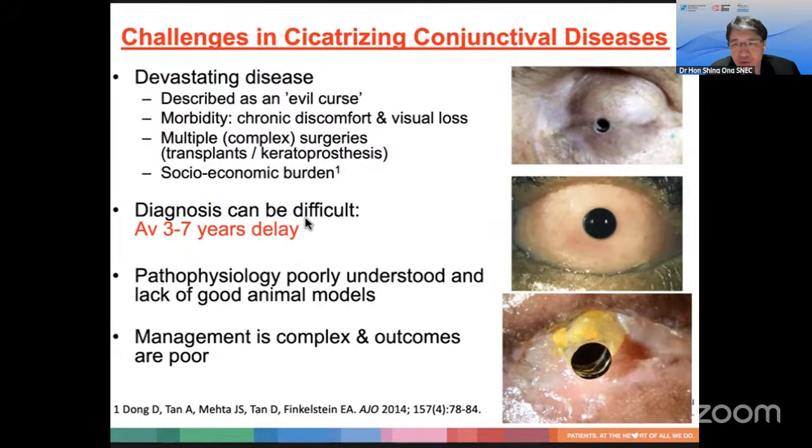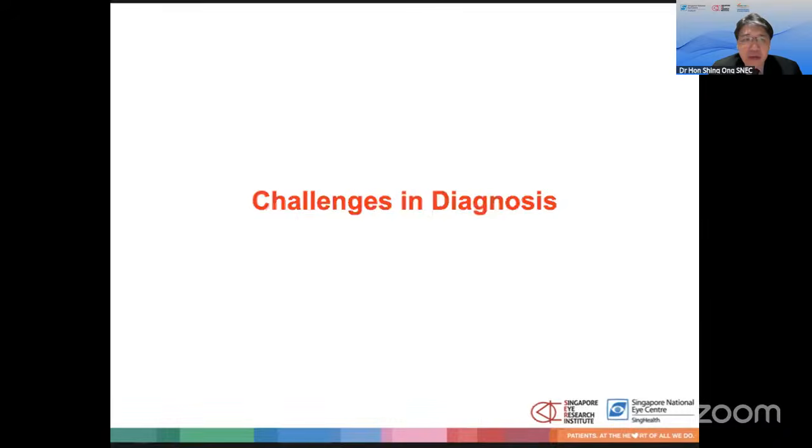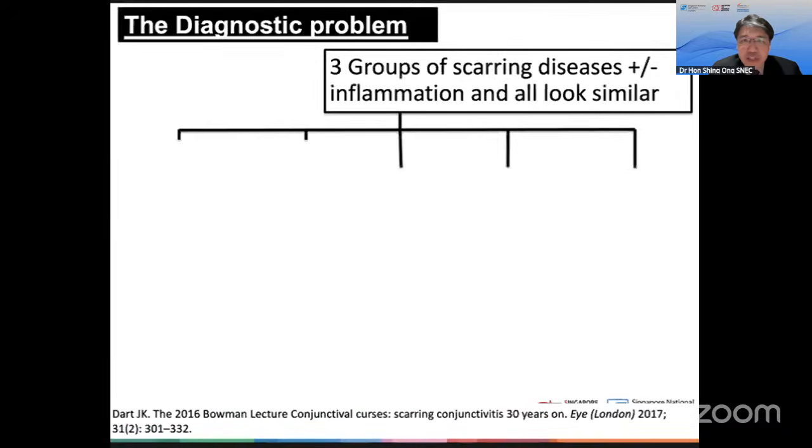The diagnosis is often difficult, which is what I'm really talking about today, and I'll attempt to highlight this in this talk. This is partly due to the complex pathophysiological interactions and lack of animal models, so the processes resulting in inflammation and scarring in cicatricial diseases are poorly understood. This translates to a lack of targeted treatment options, and management is often complex and outcomes are often poor. There is often a delay in diagnosis, quoted at about 3 to 7 years. So this is what we'll be talking about, challenges in diagnosis.